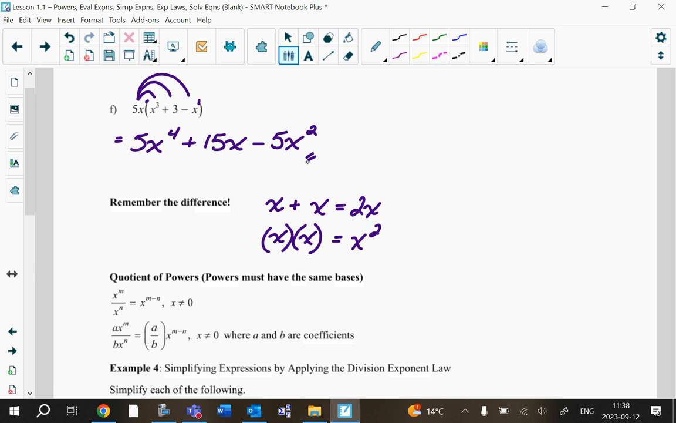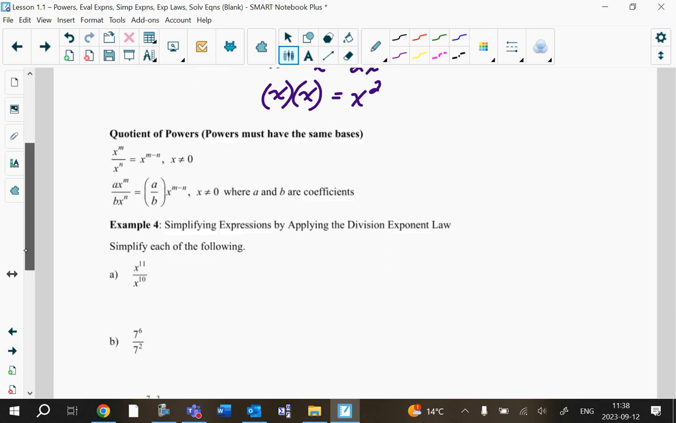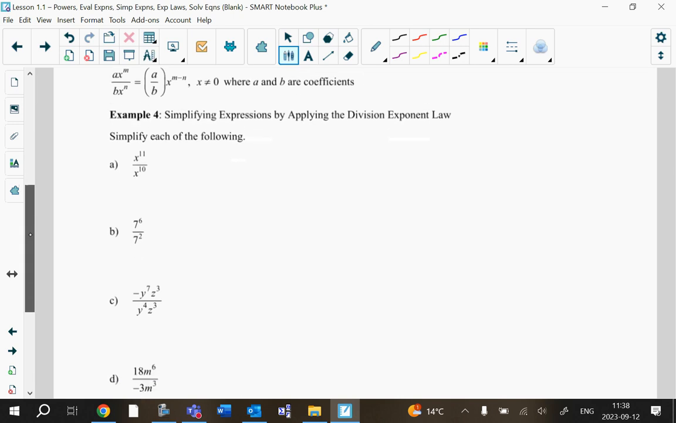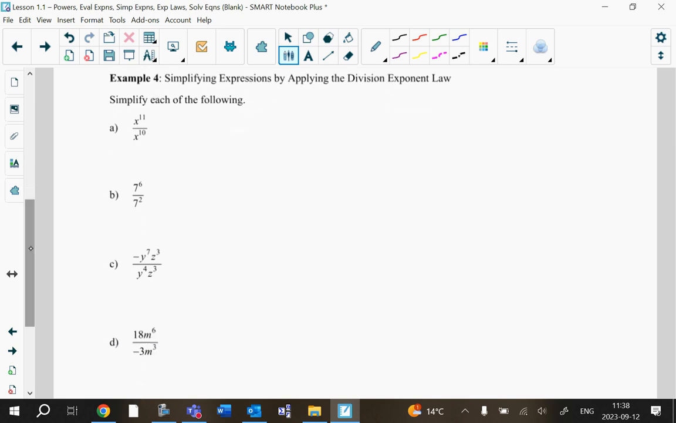Now we go to dividing. As you say, we subtract the powers, or subtract the exponents, pardon me. So what do I get when I divide x to the 11th by x to the 10th? X to the 1st, or just x. Don't need to write the 1. If you wrote the 1, I'd still give it to you. Watch out when the bases are numbers. What would this one be? 7 to the 4th.